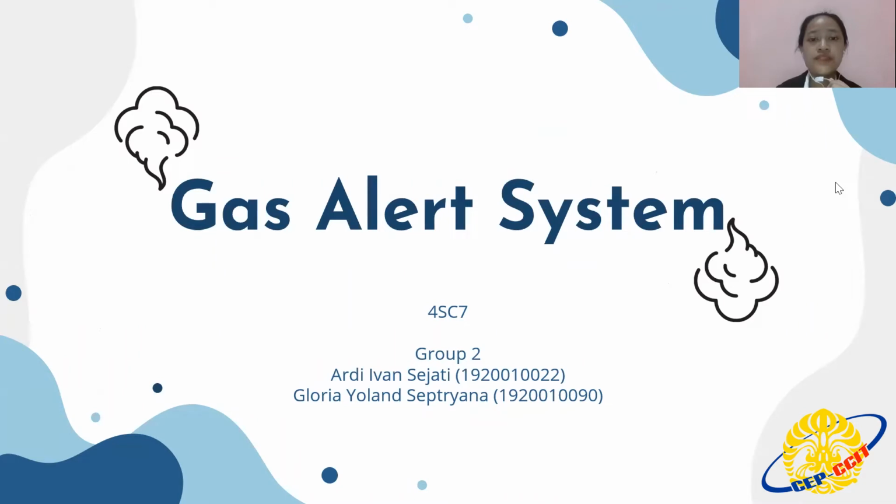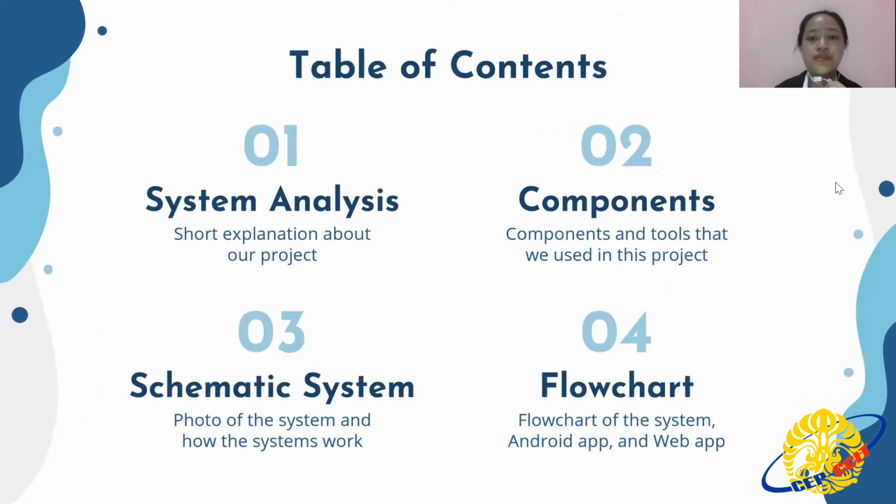So our project title is Gas Alert System. And now we're going to talk about the table of contents of our project first. We have a total of 6 table of contents. The first one is system analysis, a short explanation about our project, and the second one is components, which will be talking about components and tools that we use in this project.